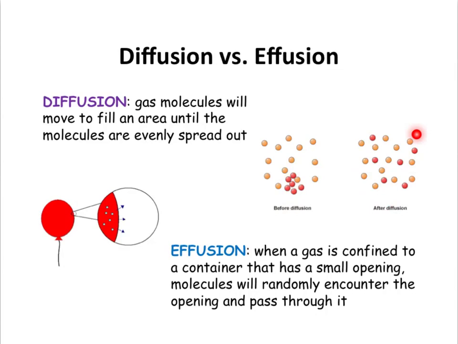This is different from effusion. Effusion is when a gas is confined to a container that has a small opening. Molecules will randomly encounter the opening and pass through it. A really good example here is a balloon. A balloon has very tiny openings, and inside that balloon is a gas. As those gas particles are zooming all around, bouncing off the sides of the balloon, occasionally they come in contact with one of those small openings and the gas molecule will pass through it. Over time, you can see this taking place because if you blow a balloon up, leave it for a few days, and come back, it's going to be smaller. That is due to effusion taking place. It's all random as those molecules are bouncing off the sides. When they hit one of those small openings, they can effuse through it and escape the balloon. This is the difference between diffusion and effusion.